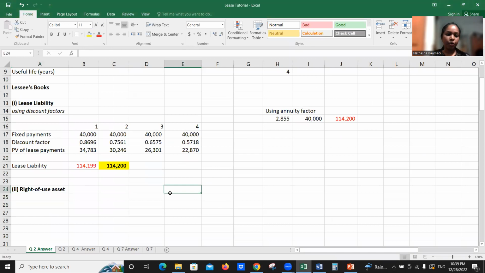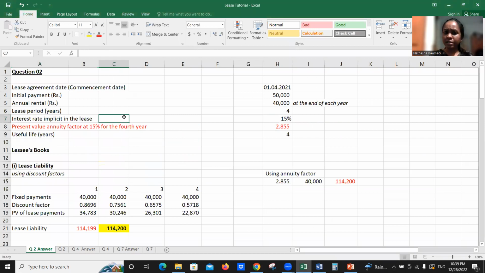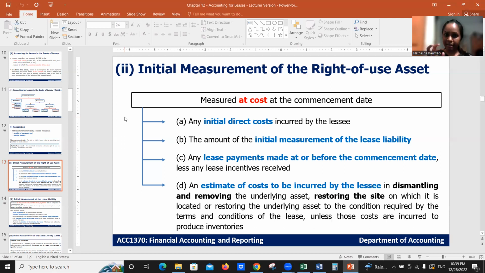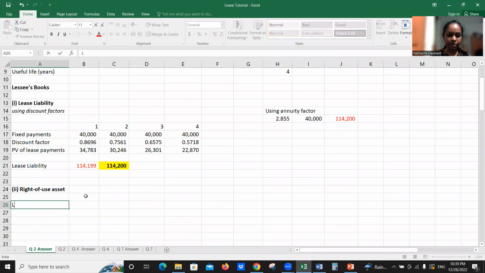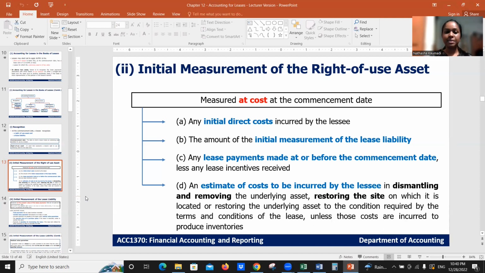Remember that. Okay, now we'll be taking the right of use asset value for this question. What is included? Do we have initial direct cost? Legal charges paid by the lessee? No. Initial direct cost is not in this question. And do we have the initial measurement of the lease liability? Of course, we computed it. So we'll write the lease liability. The figure computed in part 1 you can take directly: 114,200, the initial measurement of the lease liability.